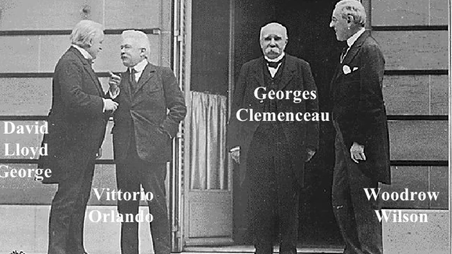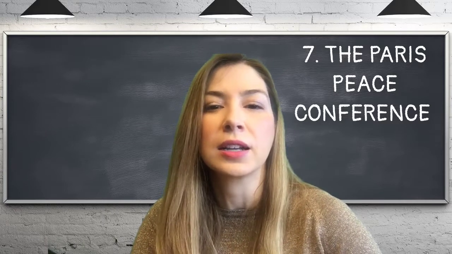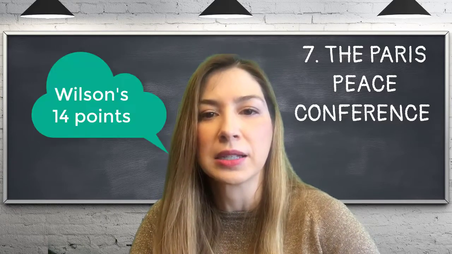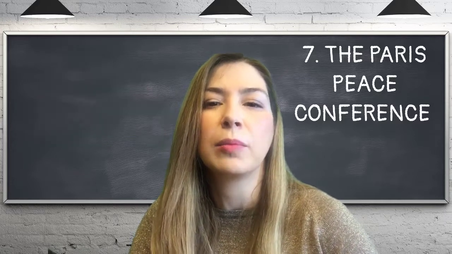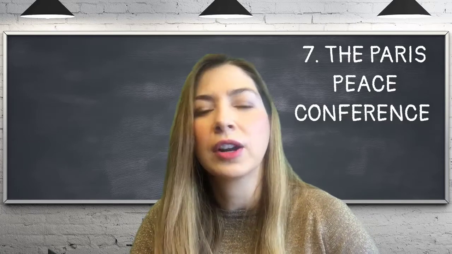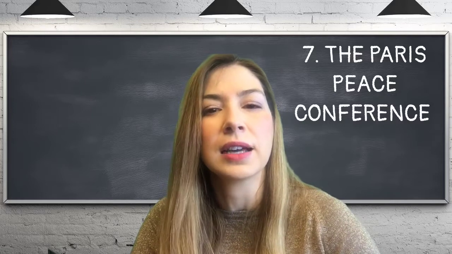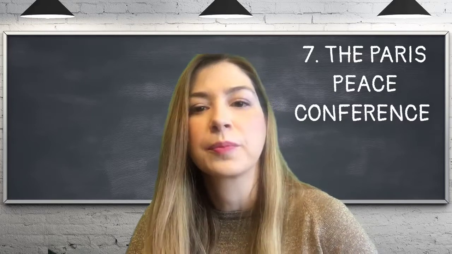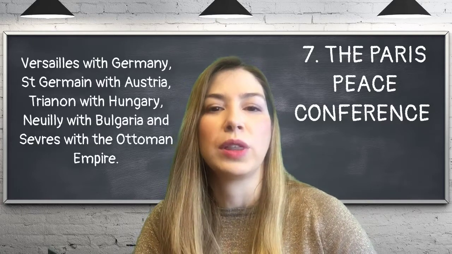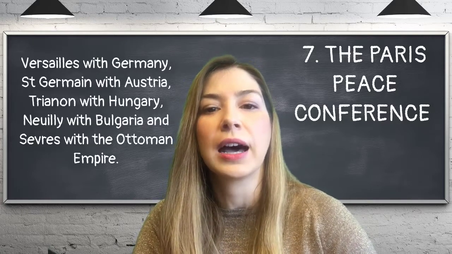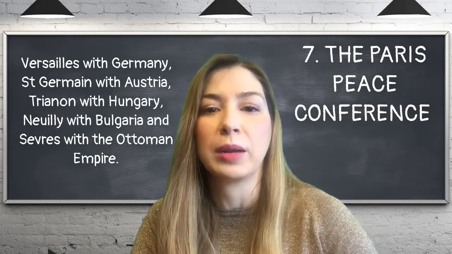The President of the United States, Woodrow Wilson, had proposed 14 points, which he said were essential for lasting peace. These points formed the basis for the discussion, but there were many disagreements between the Big Three. For example, France and Britain wanted to punish Germany, while Wilson didn't think that Germany should be blamed for the war. In the conference, there were different treaties: Versailles with Germany, Saint-Germain with Austria, Trianon with Hungary, and Neuilly with Bulgaria, and finally Sevres with the Ottoman Empire.